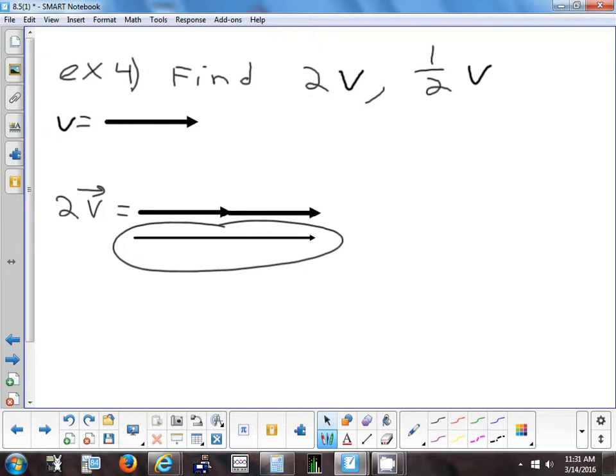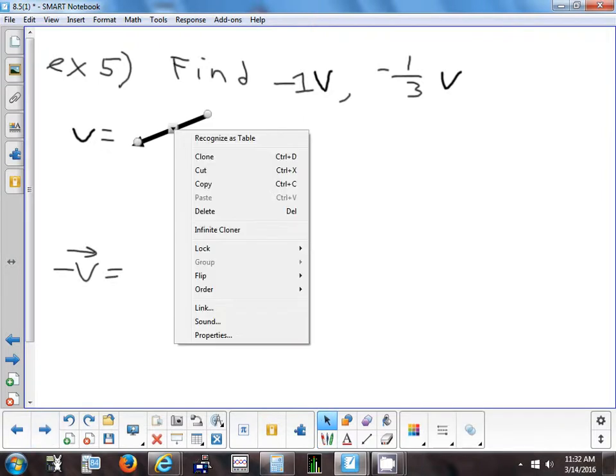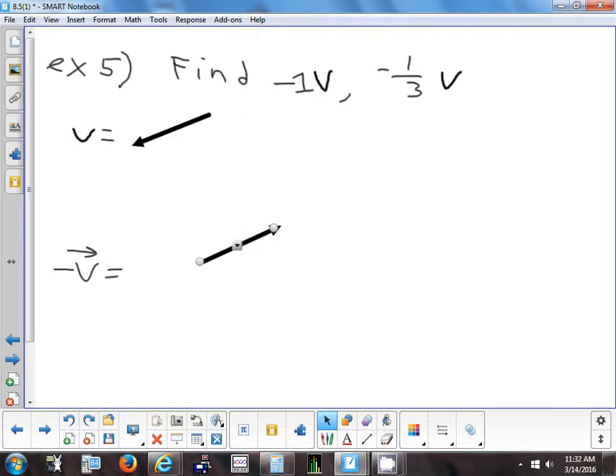Okay, how about 1/2 v? Yeah, half as long. Okay, for that one, I don't really have a good way to do it, so I'm just going to estimate it. Half as long. Maybe about like that. 1/2 v. Okay, questions on those two? All right, how about negative 1v? Or you could just think of it as negative v. Yeah, just make it exactly the same length, but just rotate it. Okay, for me, it's easier to just flip it, but don't change the length. Okay, so there's negative v.